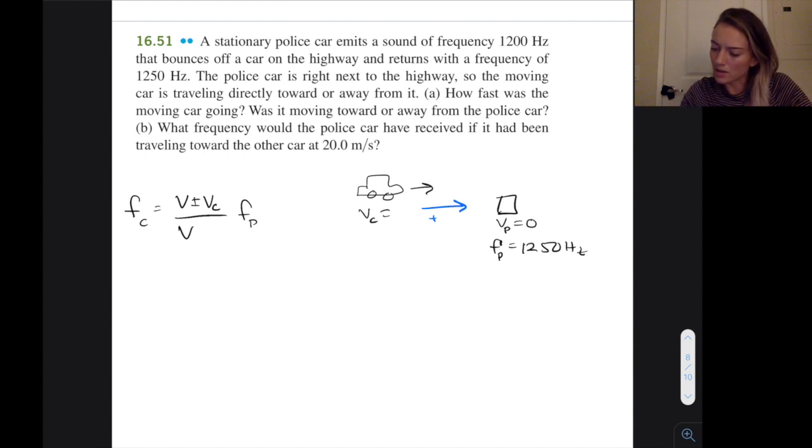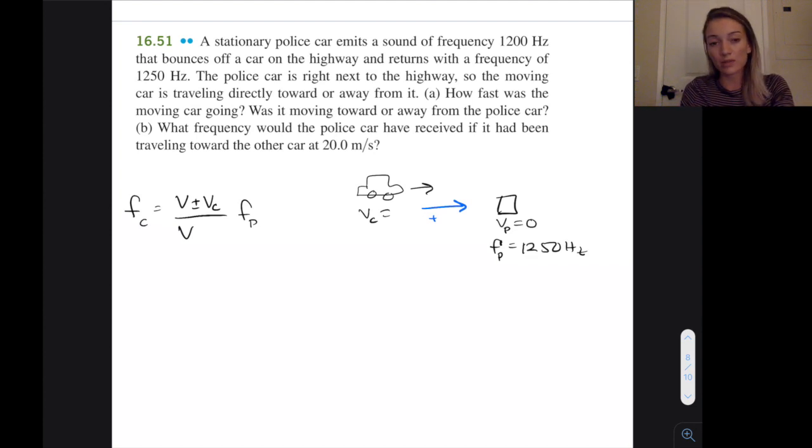No, we don't know that. Sorry, we don't know if the car is moving toward him or away from him. So what we can do is just call this positive. Since we don't actually know if he was moving towards or away from the car, we don't know if he was moving this way or had already passed the car and is moving this way. Just pick one, and if our final answer is negative, then we know that we picked wrong.